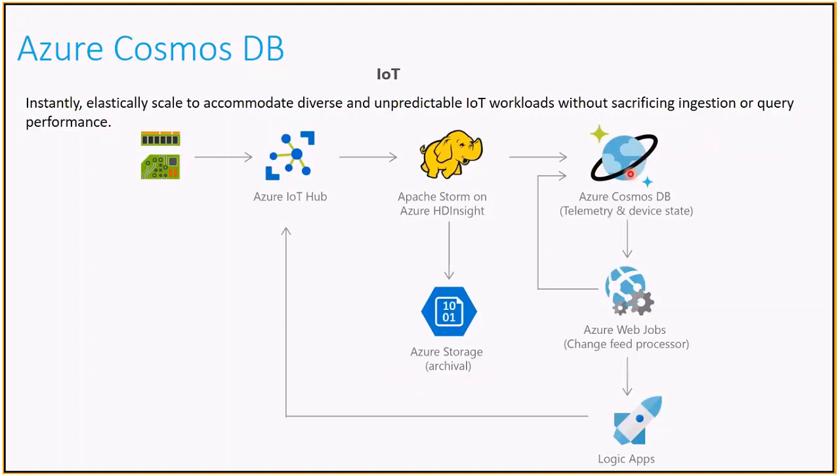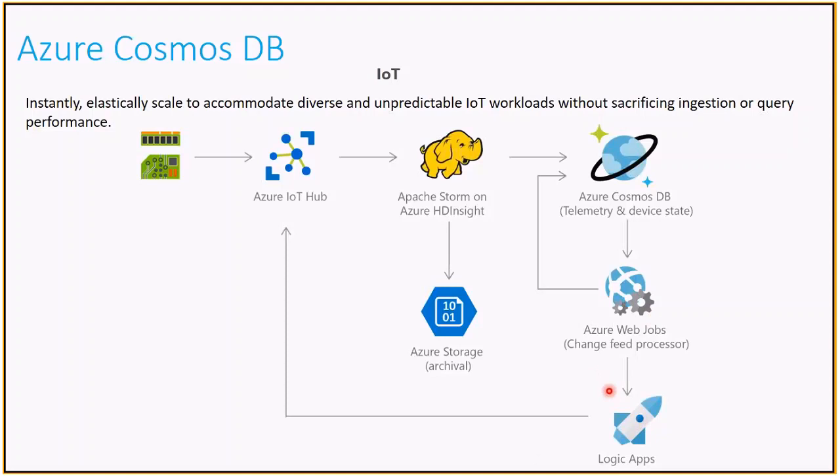You can use Azure Cosmos DB to hold the telemetry and the device state of your IoT, such as whether it is running, on or off. Those states you can feed onto your Azure WebJobs. And you can have something called logic apps. We learned about logic apps, right?